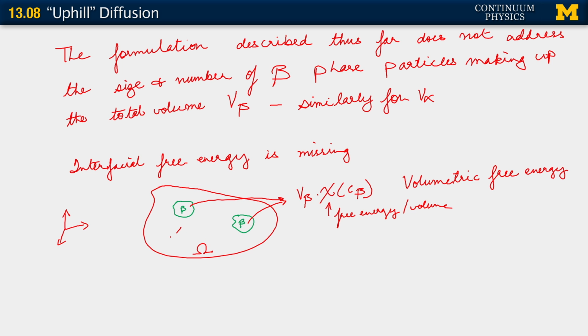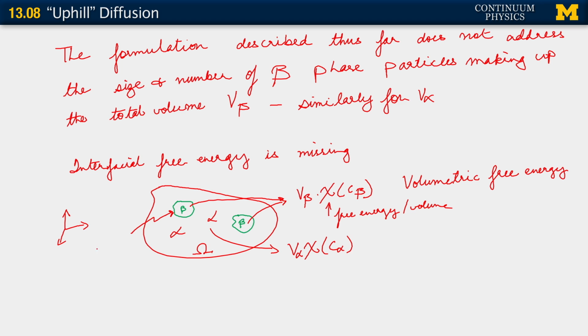That's the free energy which comes from this notion of a free energy per unit volume, which is chi. And likewise, since these regions are alpha outside, we know that the free energy coming from there is V alpha times chi evaluated at C alpha. What is missing is the idea of an interfacial free energy which arises every time you have an interface between alpha and beta. The physics tells us, and chemistry also tells us, that every time you have an interface between materials, there is a certain free energy associated just with that interface. So in a 3D setting, there's a certain free energy associated with the interfacial surface between alpha and beta.